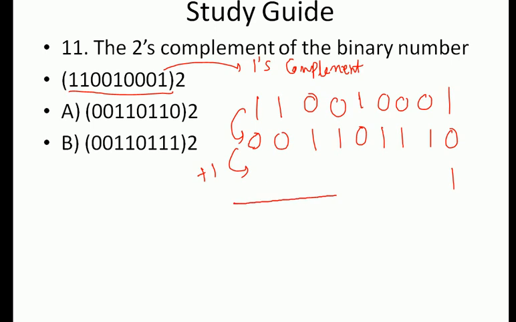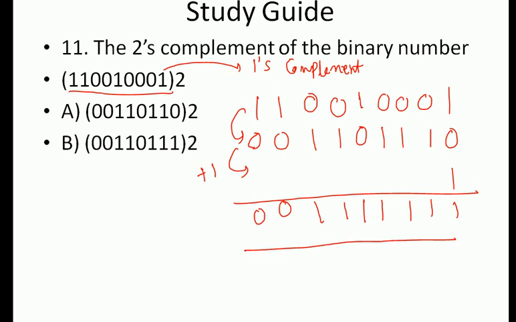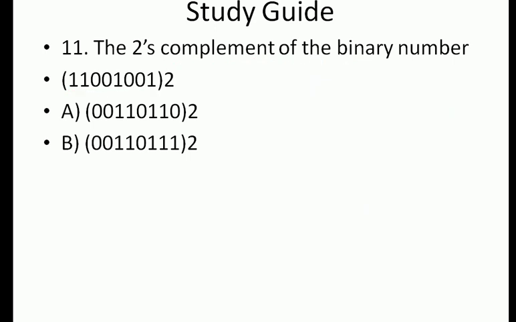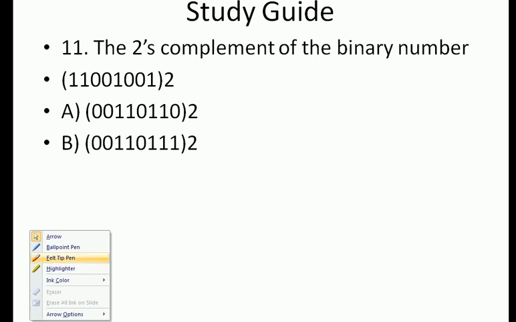Now adding 1, it will be 1 1 1 1, and so on, giving 0 0 1 1 1. So this is my answer, and this is not given in the options, right? Actually, the data given in the question was mistaken. If you see here, it is 1 2 3 4 5 6 7 8, and there 9 digits were written. There was only a mistake.